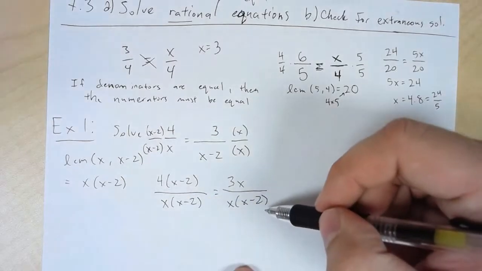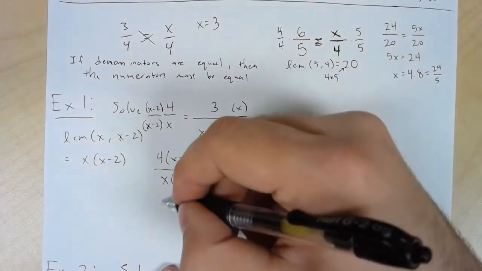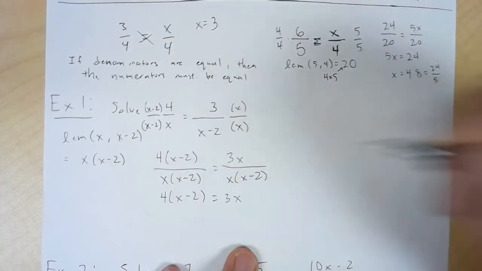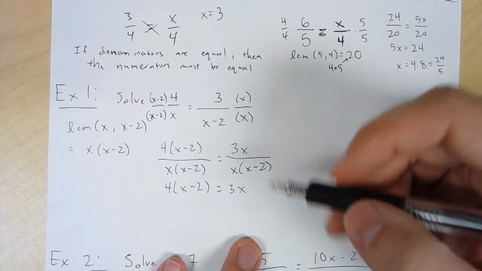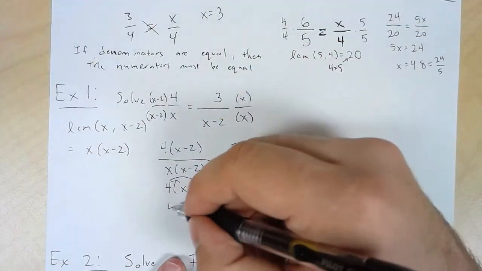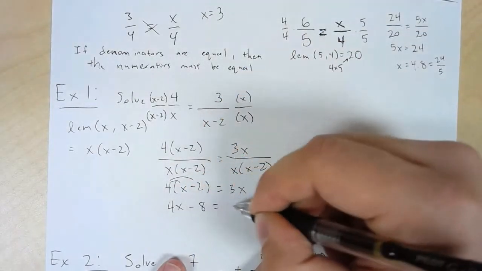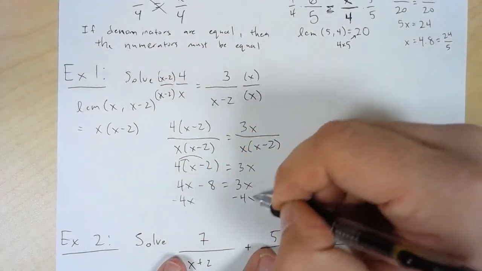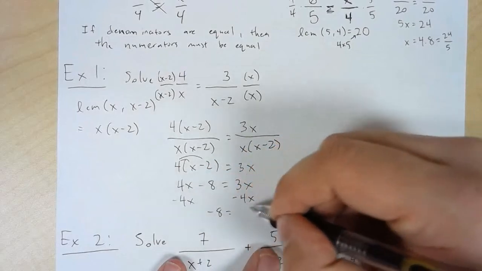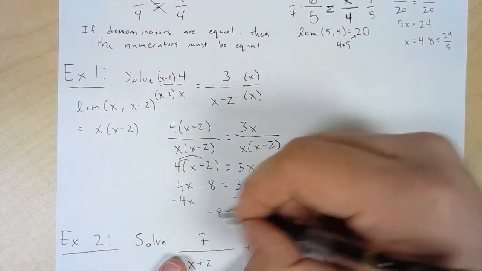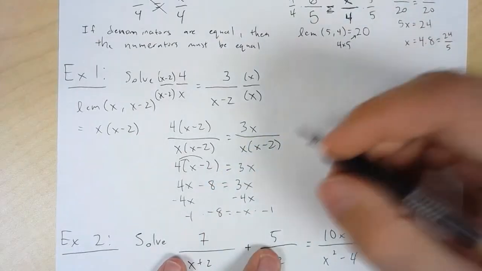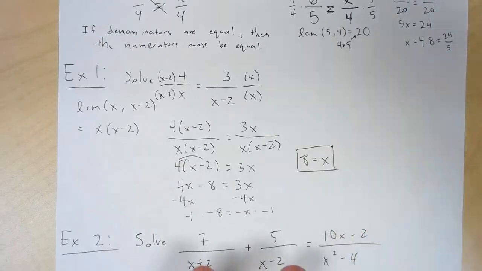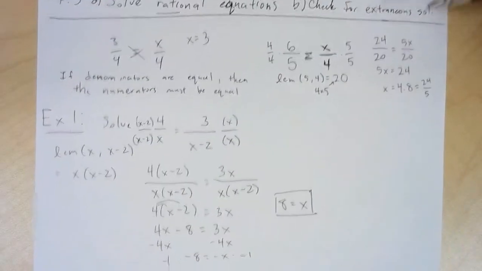And now that our denominators are equal, we know we can set the numerators equal, which says 4 times x minus 2 equals 3x. Now this is a trivial problem for us to solve, this is Algebra 1. Let's distribute. We're going to get 4x minus 8 equals 3x. So I'm going to move my 4x to the other side because I already have all my numbers on that side. So I get negative 8 equals negative x. Multiply both sides by negative 1 to solve. So I'm going to get 8 equals x. So that's my potential solution. We also need to check for extraneous solutions. That's our part B.